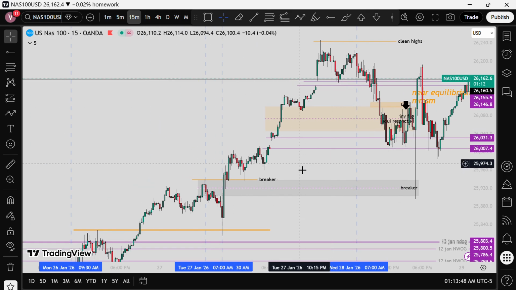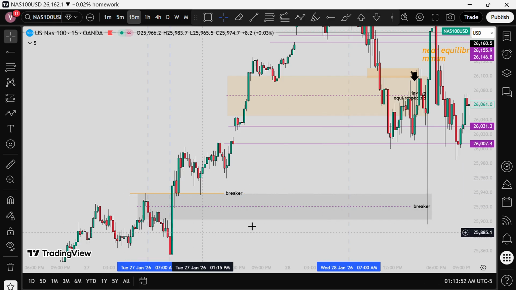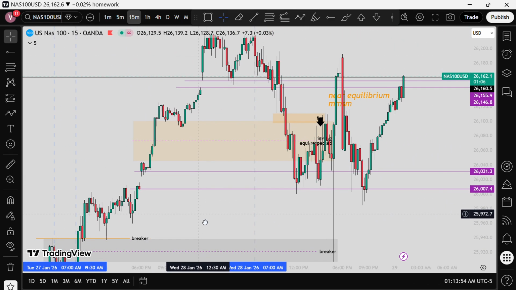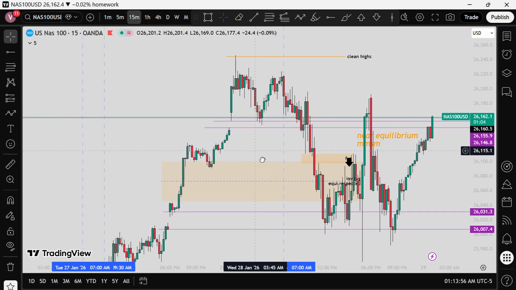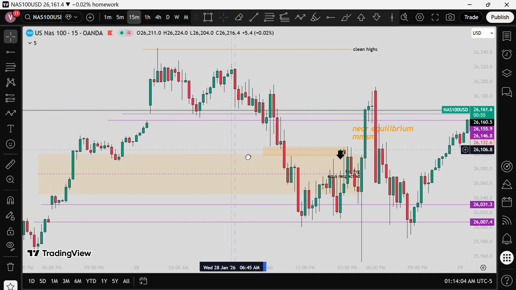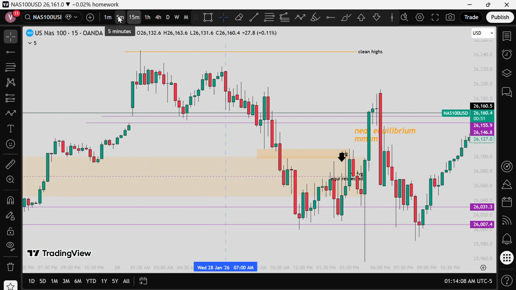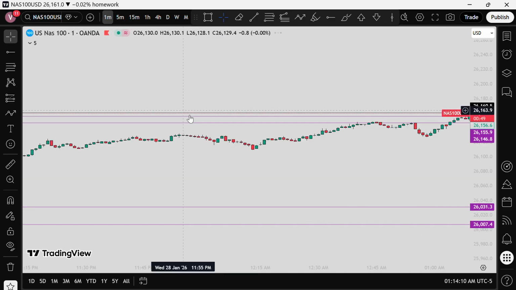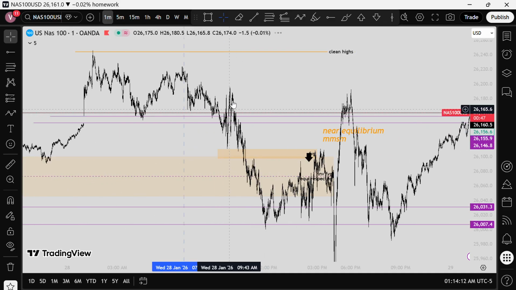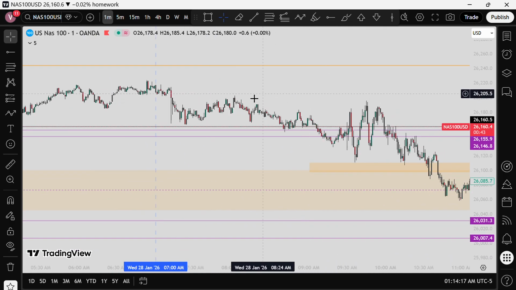So let's first get rid of it. I discussed about the breaker. Now we'll discuss about how the price has behaved for this day around the opening. Let's go to a lower time frame. We are now on 1 minute time frame.